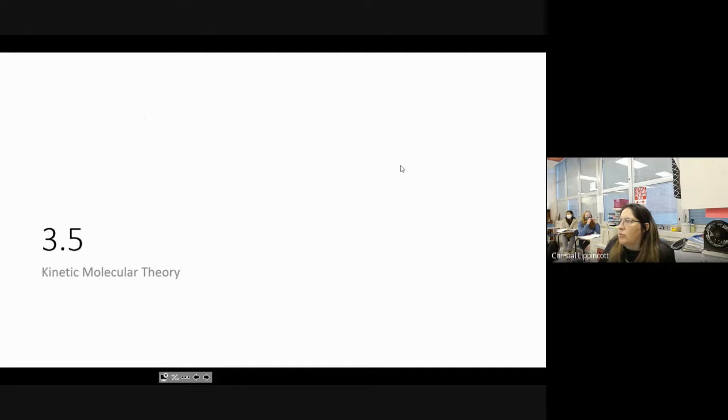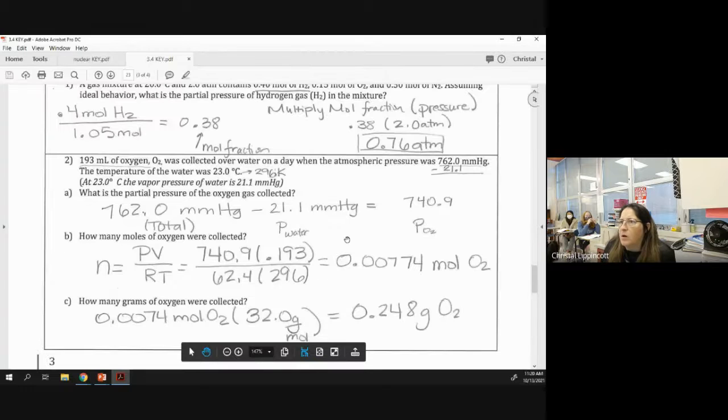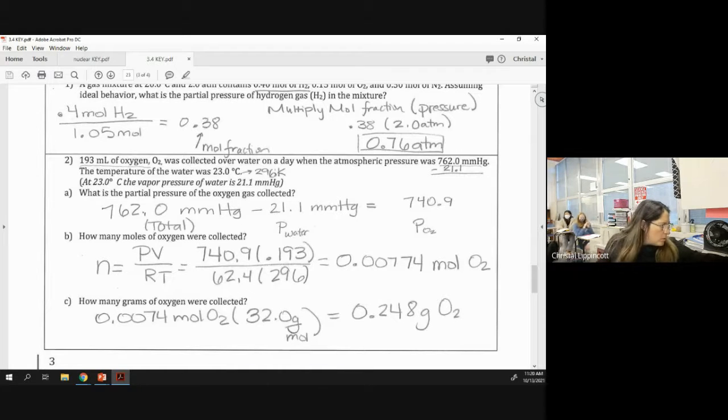Are you sure? Where did you find the value for mercury? Like the R here? Yeah, the R. Oh, it's on your sheet, on your blue sheet. So the R values are given.